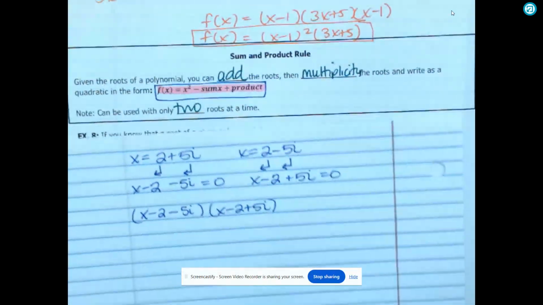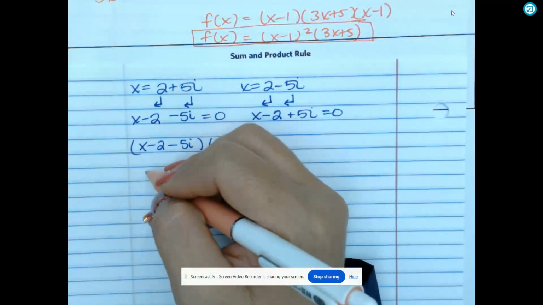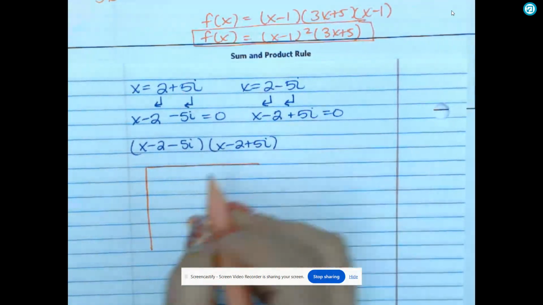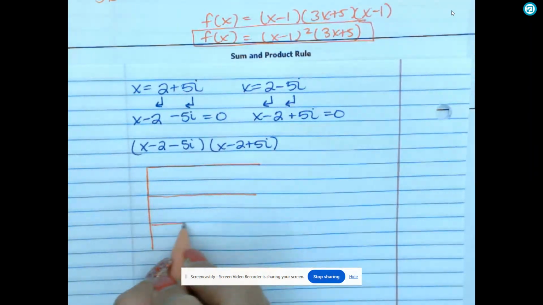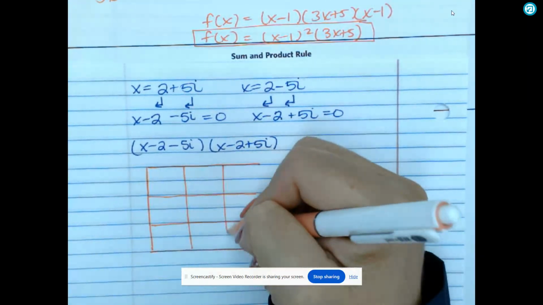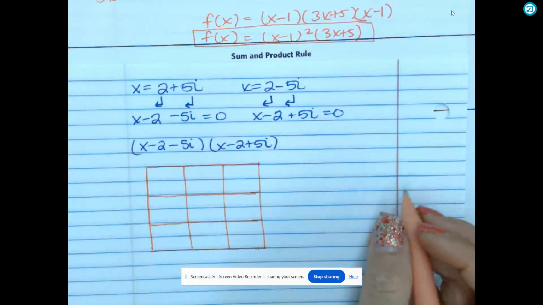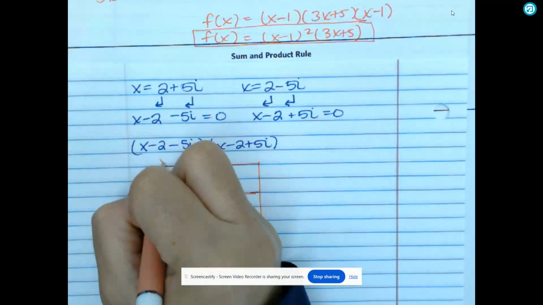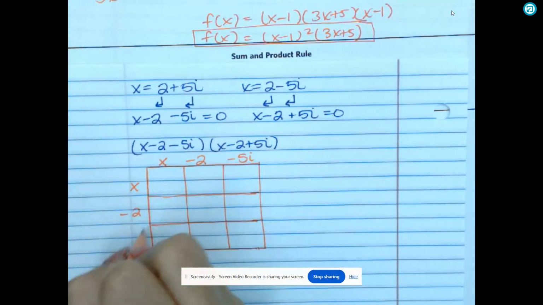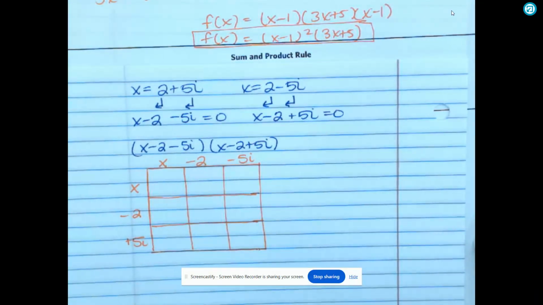If we were to work that out the long way, you can either distribute, or I'm going to do the box, just to show you, and it would just be a 3 by 3 box. So I'm going to have x minus 2 minus 5i and x minus 2 plus 5i, and I'm going to fill this in.